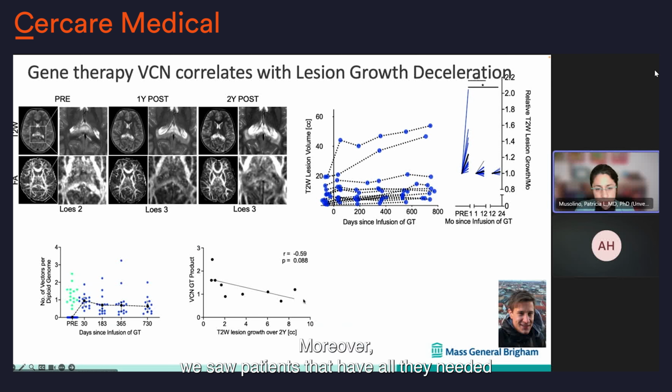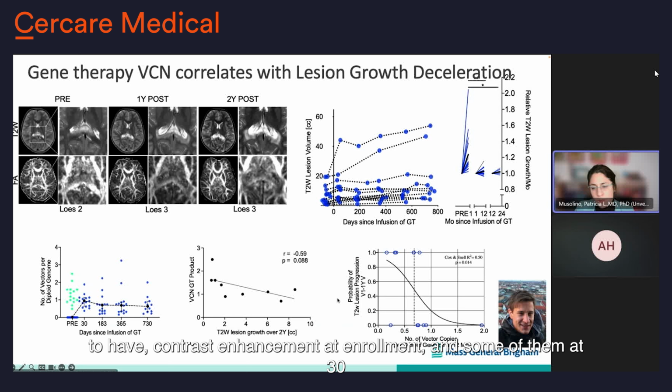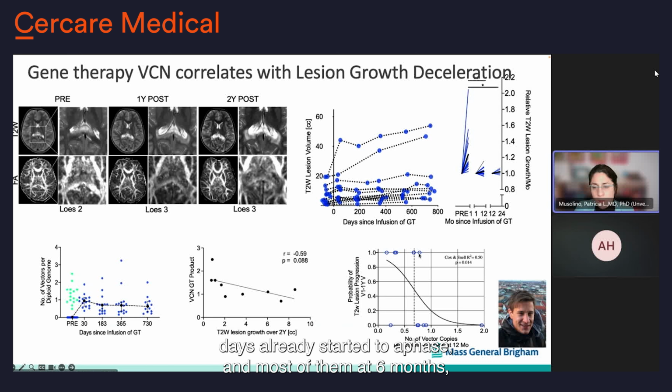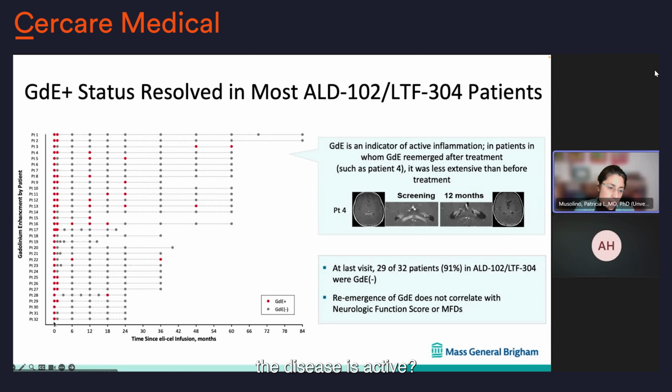Moreover, we saw patients that all had contrast enhancement at enrollment, and some of them at 30 days had already started to efface it. Most of them at 6 months have effaced the contrast, but as you can see, many of them have recurrence of contrast enhancement. But the contrast was very different, and we were puzzled: what does this mean? Does it mean the disease is active? Does it mean that the patient is going to progress?